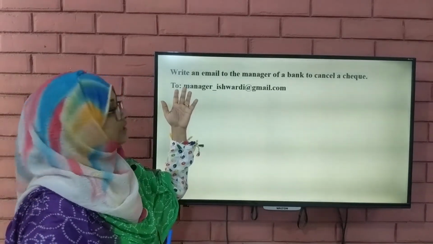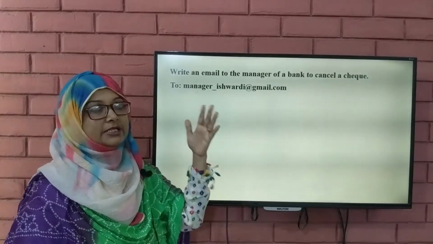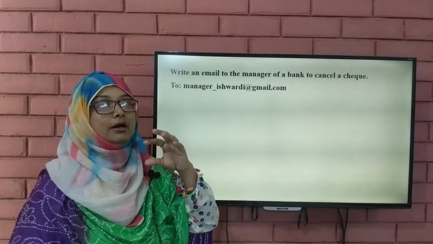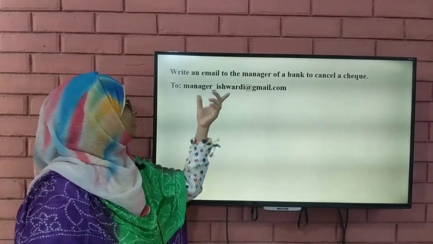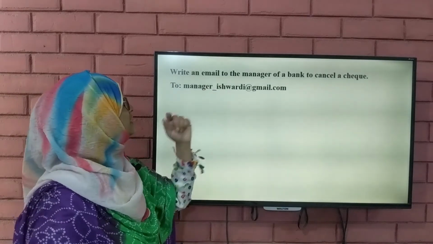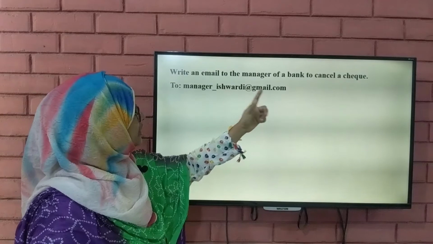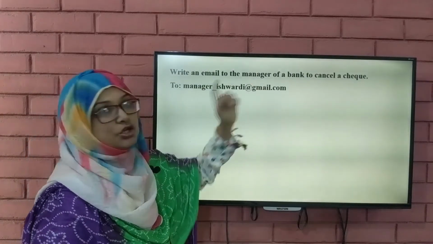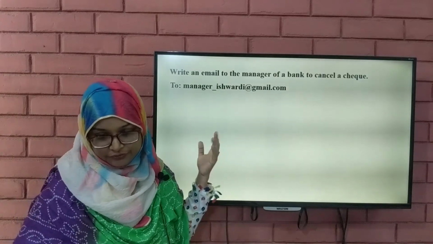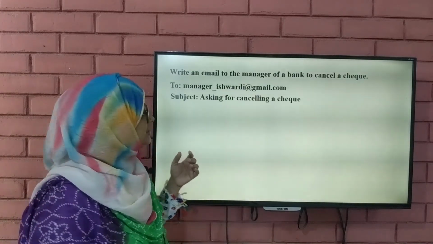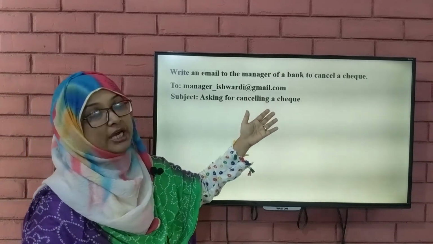So at first the email address. Look here, as I have said, if you do not know the email address exactly, then you will write an imaginary one, as I have written this. This is an imaginary one: manager underscore Ishwardi at the rate sign gmail.com. So this is the email ID of a manager, and the subject. What is the subject? Asking for cancelling a check.